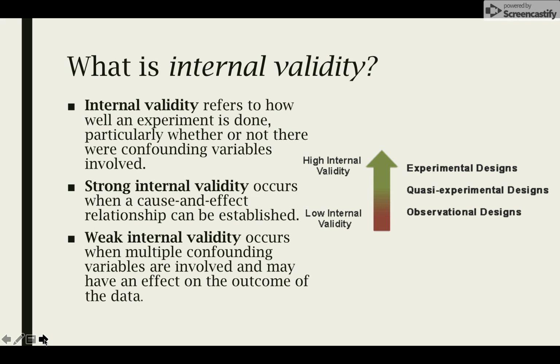So, internal validity can be further broken down into strong and weak internal validity. Strong internal validity occurs when a cause and effect relationship can be established. That's typically going to be with more experimental designs, and that is because there are little confounding variables involved in the study. There's also weak internal validity, which occurs when multiple confounding variables are involved that ultimately may have an effect on the outcome of the data. And you're going to see that more with observational designs than with experimental designs.